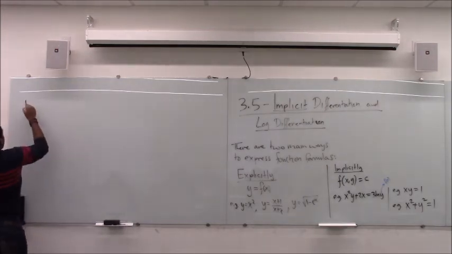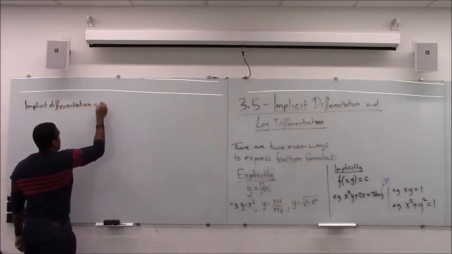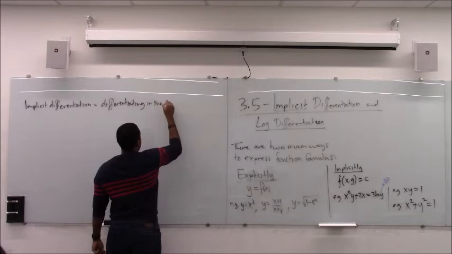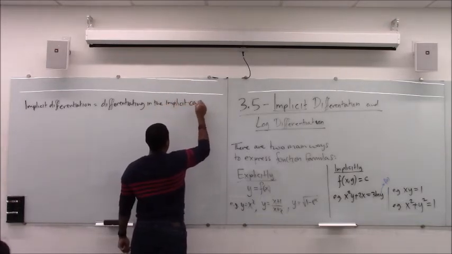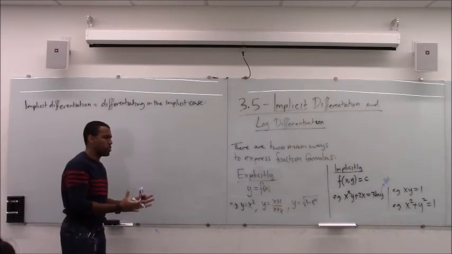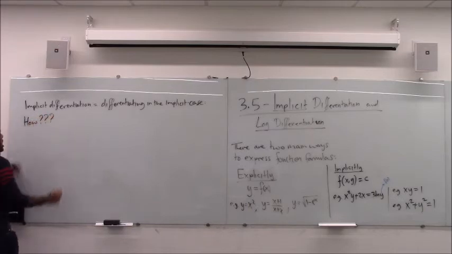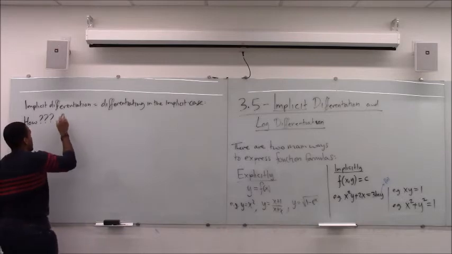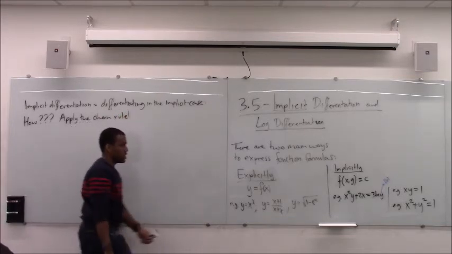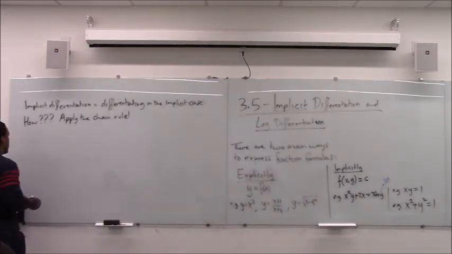So, implicit differentiation. This is differentiating in the implicit case. And eventually, by going through examples, I'm going to show you why this would be an important thing to be able to do. But in the moment, how do we actually do this? It turns out the answer is surprisingly simple. It's just apply the chain rule. To be able to find a derivative in this situation, it's a matter of applying the chain rule. And so let me show you some examples of what I actually mean.